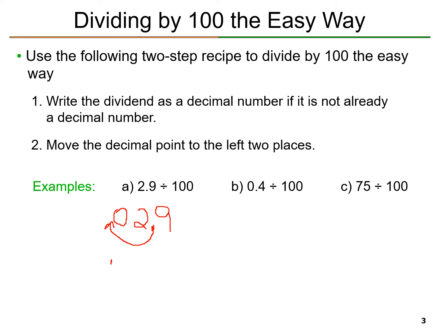So the decimal point, then we've got a 0, a 2, and a 9. Okay, it is preferred, it is best practice to put a 0 in front of the decimal point. So the answer is 0.029.